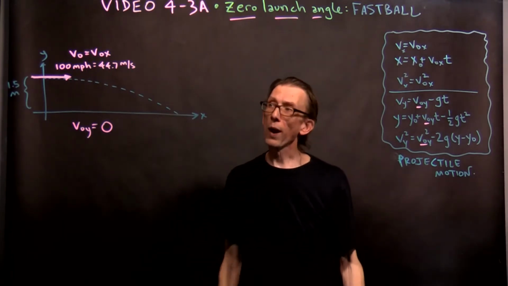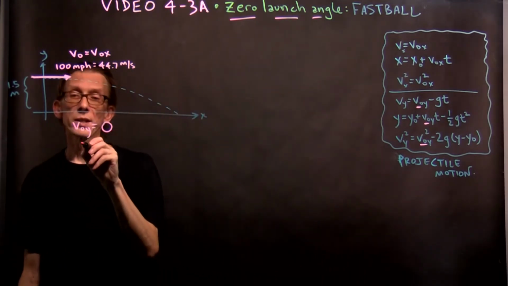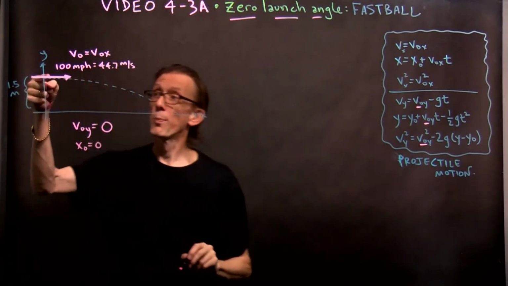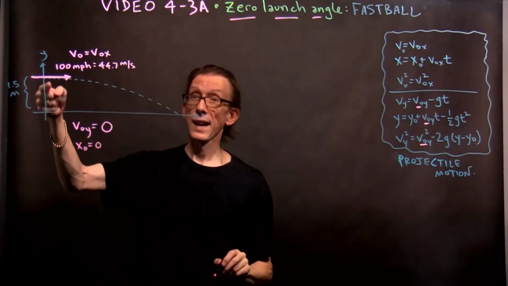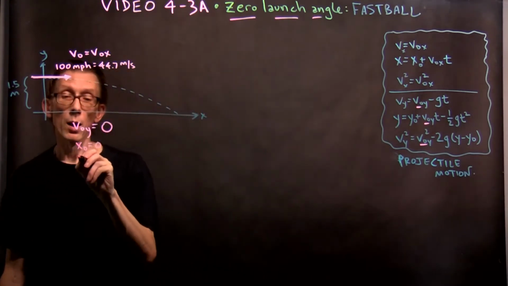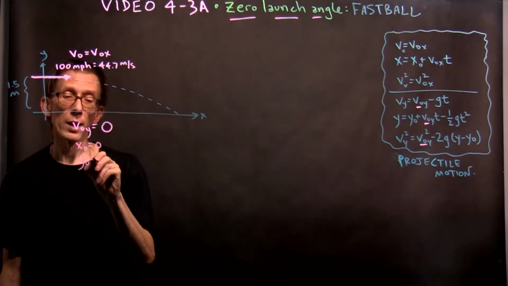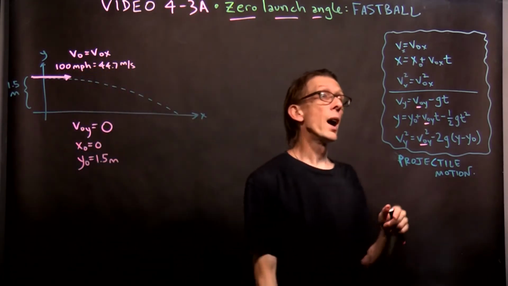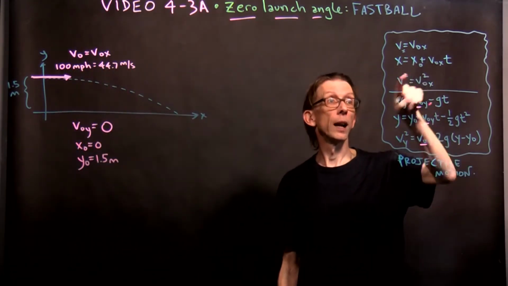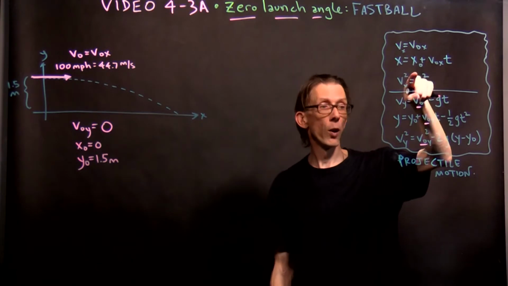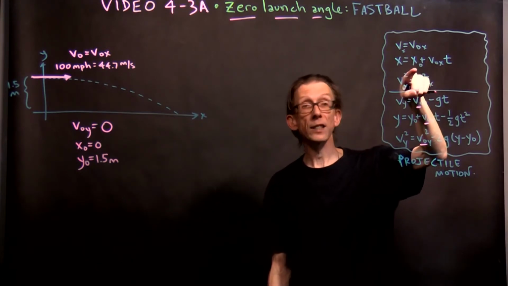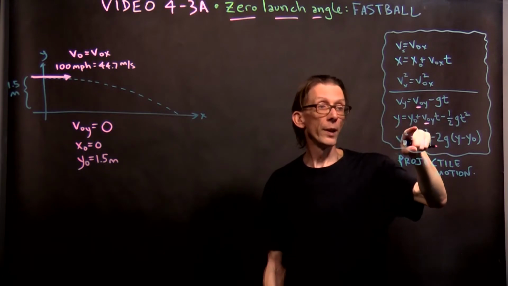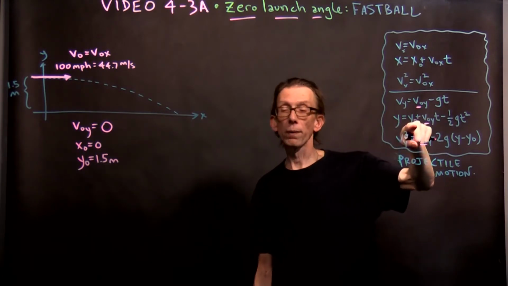Okay. What else is 0? Well, x naught is 0, because the initial position of the ball is going to be at x equals 0. We also know what y naught is. Y naught is 1.5 meters. So everywhere you see an x naught here, actually that's the only x naught in the whole set of equations, that's going to be 0. And y naught here is going to be 1.5.